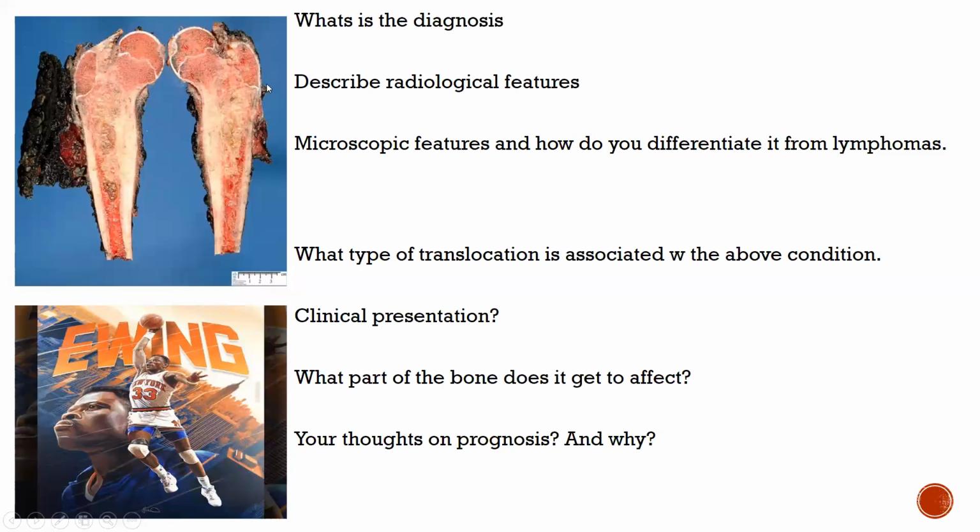Hello. No, it's okay. It's okay. Continue. Okay. So this is Ewing sarcoma. Shoaib, someone has said your voice is a bit low, that you should be a bit louder. Someone is muted. Let's see if I can mute all of you guys.